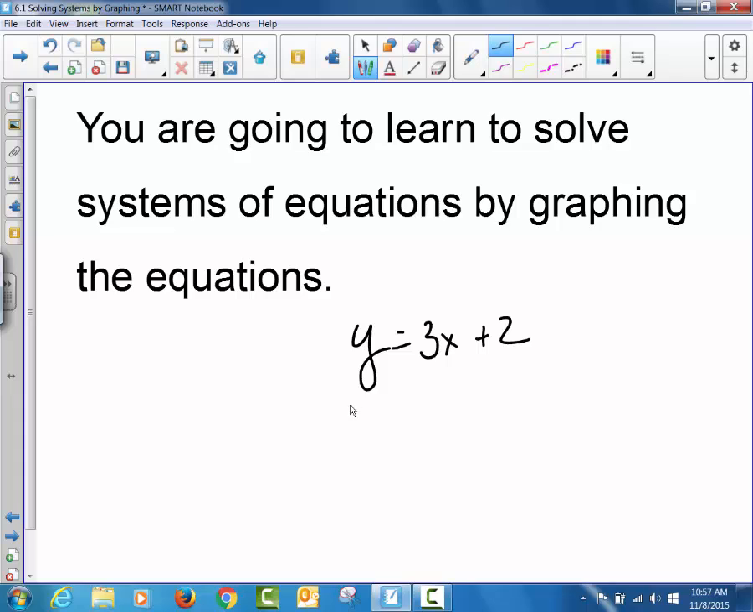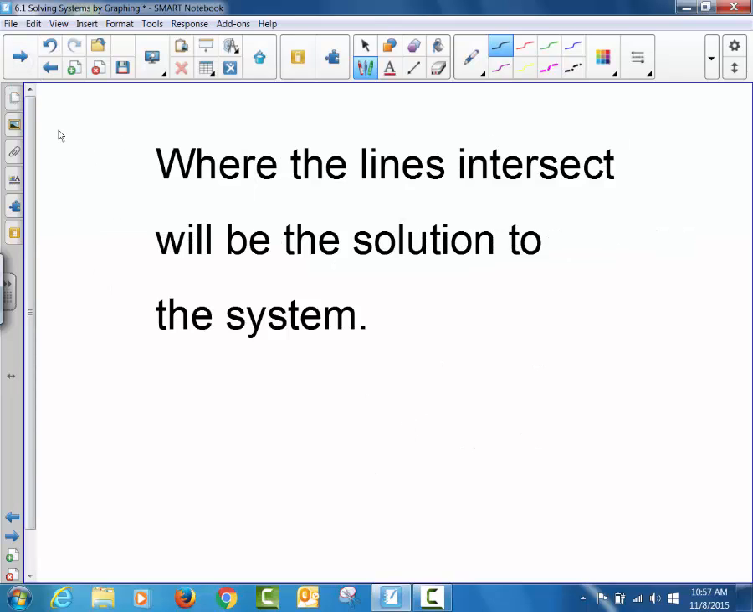Okay, but you graph just one line. Now you're going to have two lines. You might have y equals 3x plus 2 and also y equals 1/2 x plus 6. And you would graph those two lines, and where those two lines intersect would be the answer to your system of equations. So a system of equations is these two equations that you've got right here. And where the lines intersect would be the solution to the system.